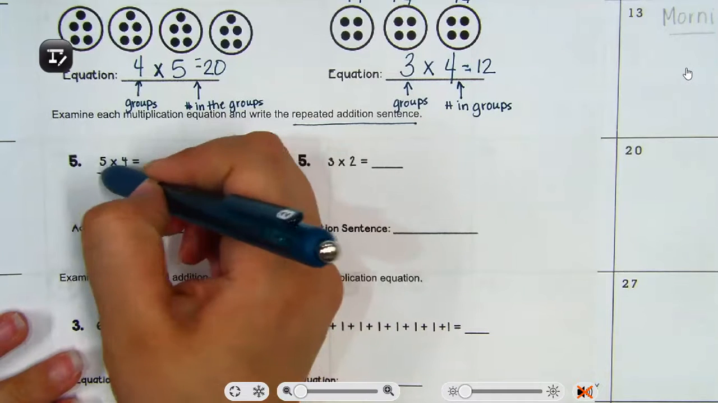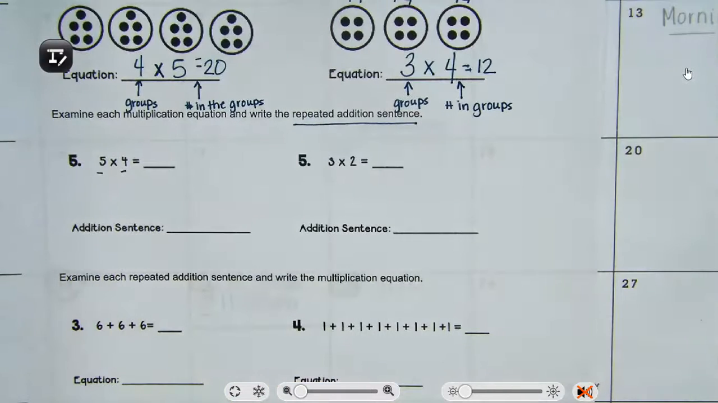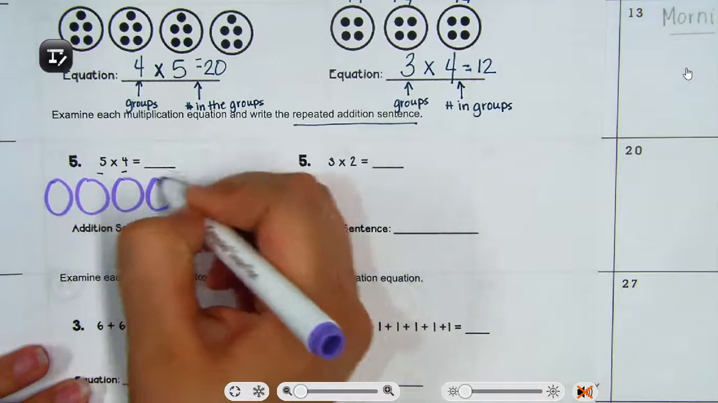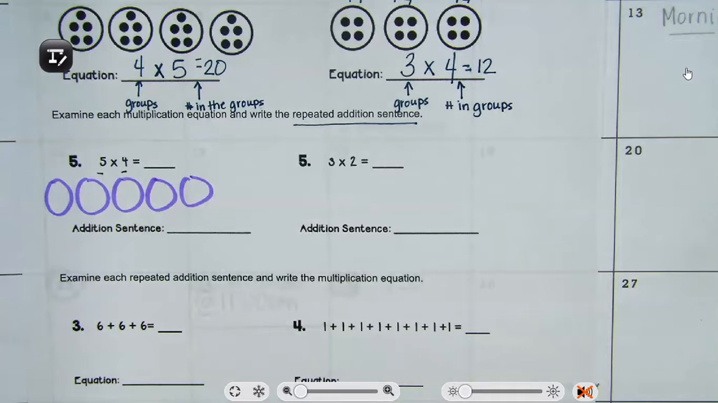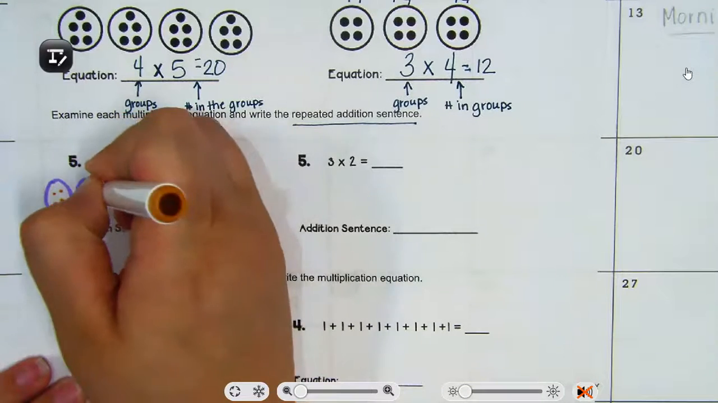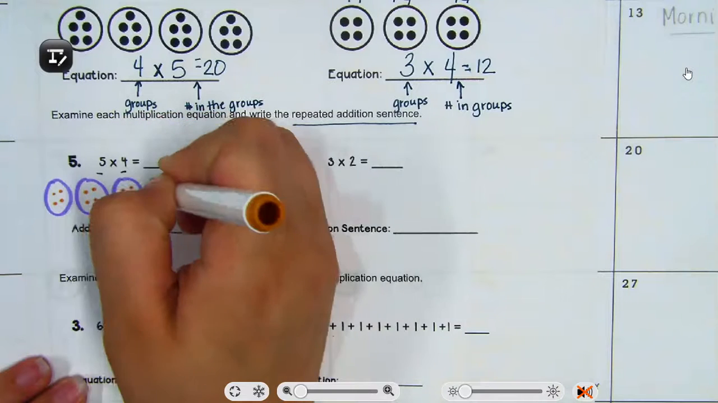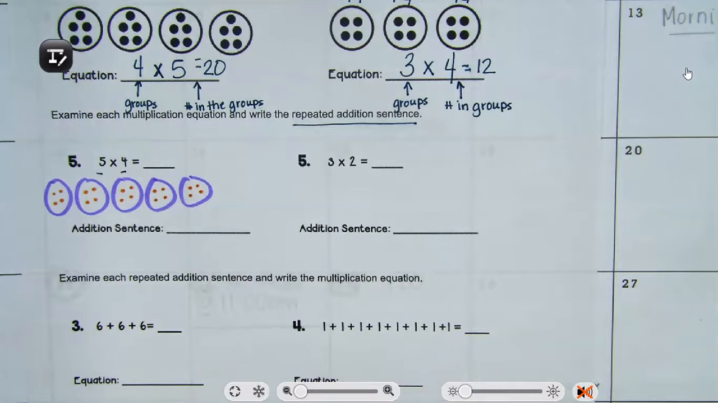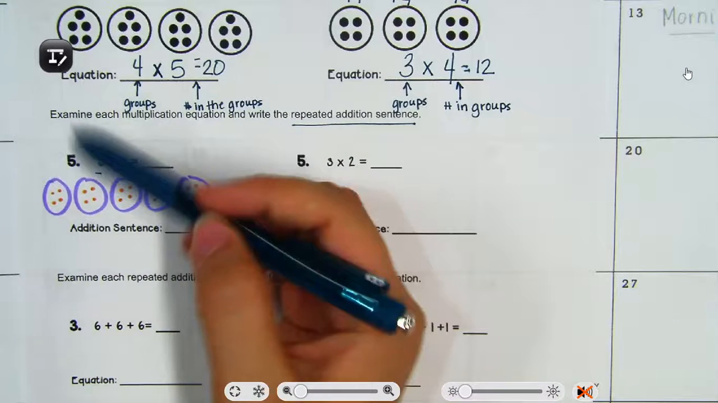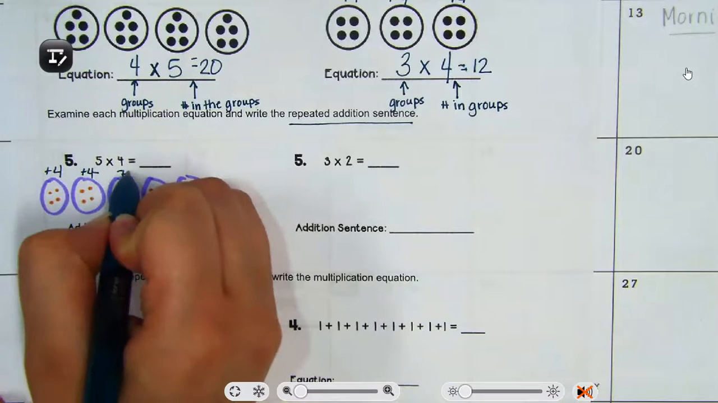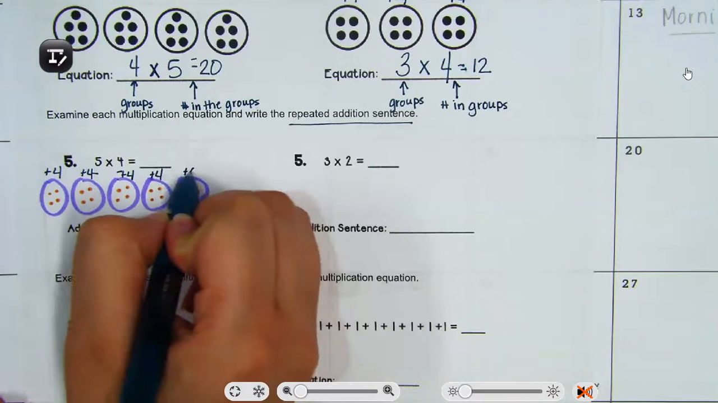So I'm going to draw it out so we can look at it. And so I have 5 groups of 4. So let me draw my groups. I have 1, 2, 3, 4, 5. And then I have 4 in each group. 1, 2, 3, 4, 1, 2, 3, 4, and so on for each group. So my repeated addition would be, I'm going to add 4. So I'm going to say plus 4, plus 4, plus 4, plus 4, plus 4.